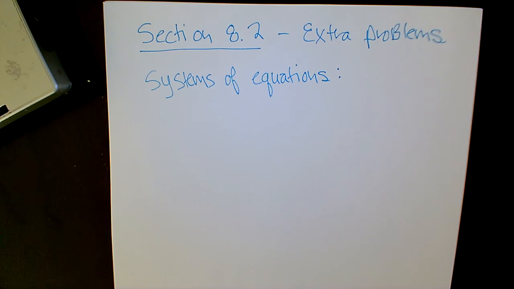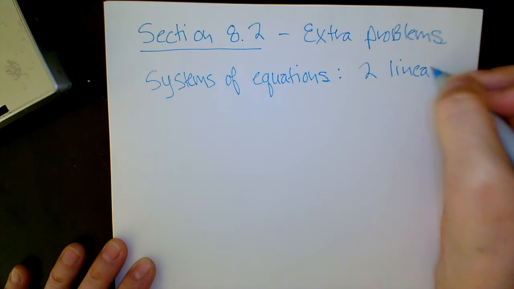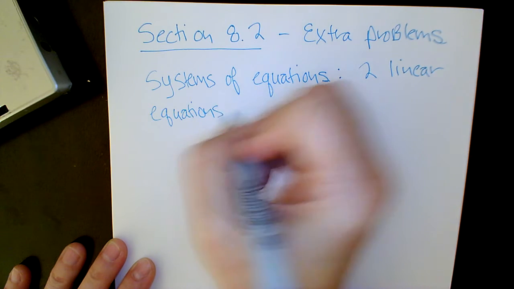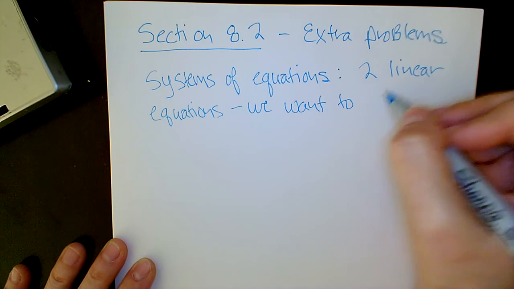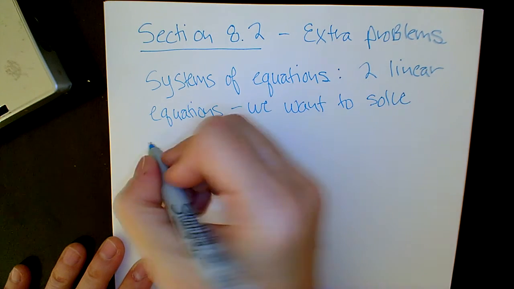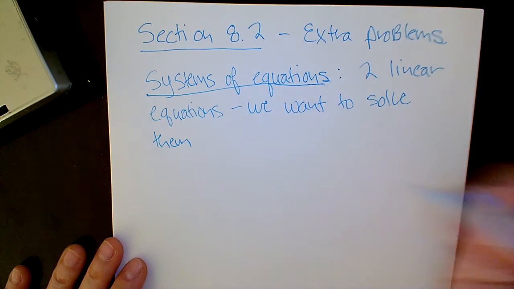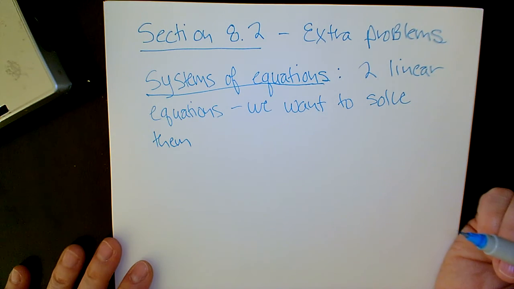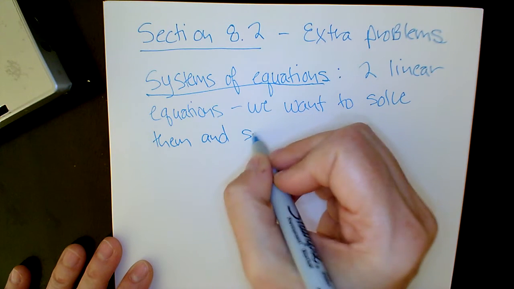So just to refresh, from 8.1 you learned that systems of equations are two linear equations, and we want to solve them. And there's three things that can happen. I'll say solve them and see what happens.